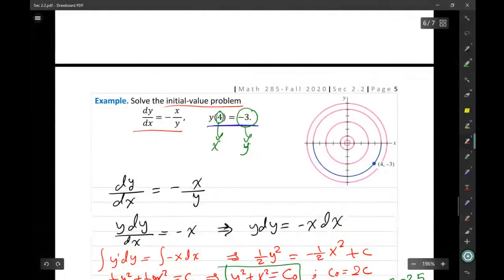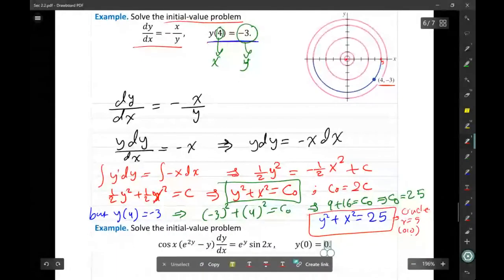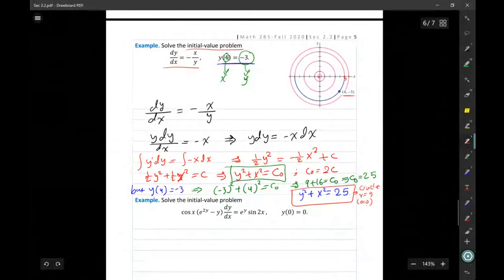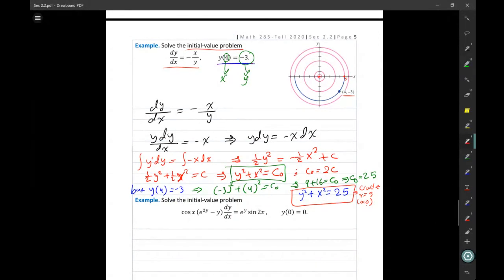And have a look here. This circle has radius 5, and this is the center 0, 0. You will see that the point (4, minus 3), 4 from the x and minus 3 from the y, is located on that circle with center 0, 0 and radius 5. Is this example clear? Any question?